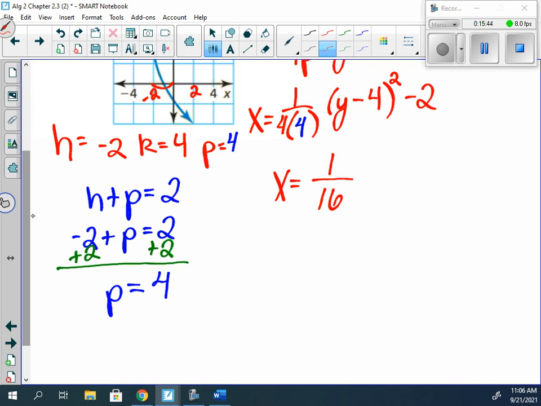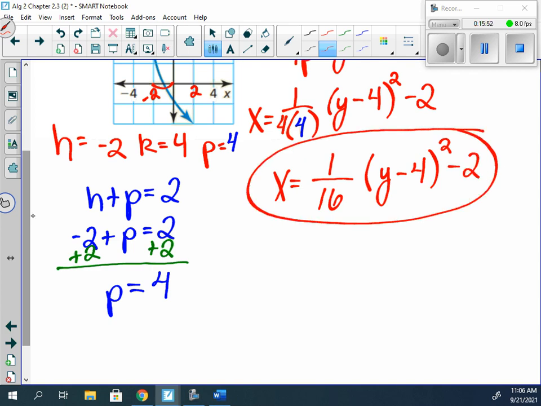Well, we have 1/16 again. This time we have y minus 4 squared minus 2. And that's it. That's all we have for this year.